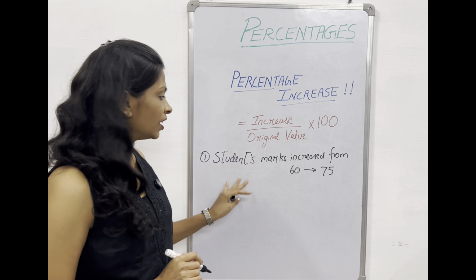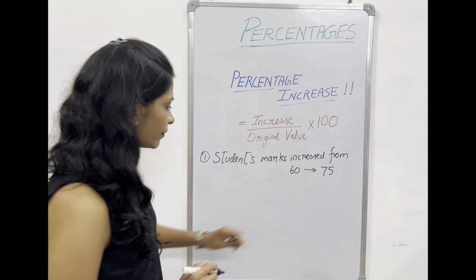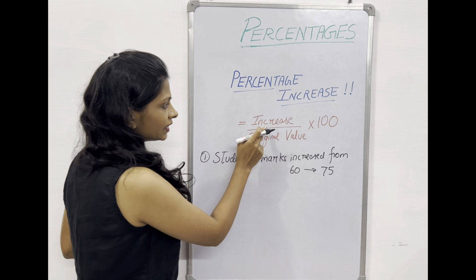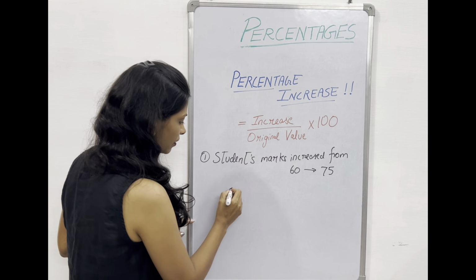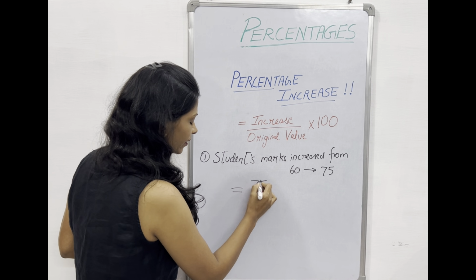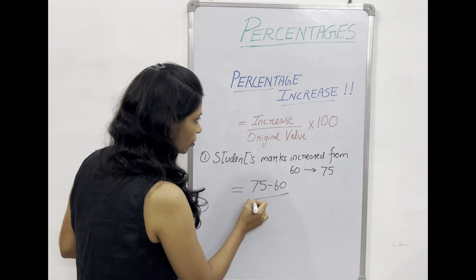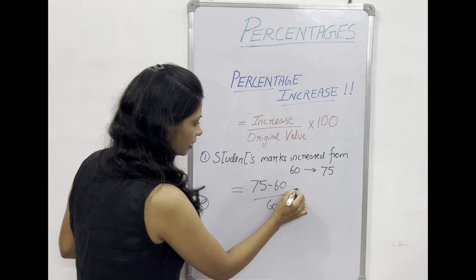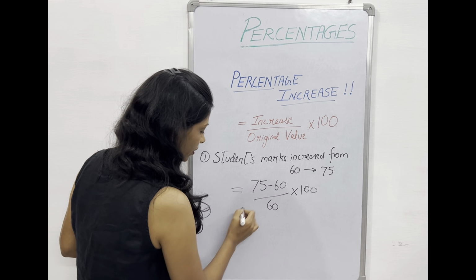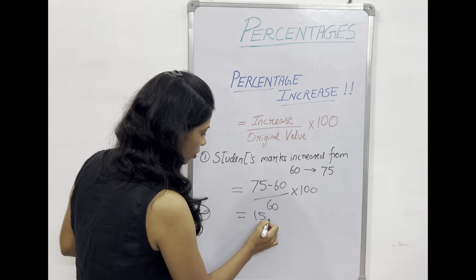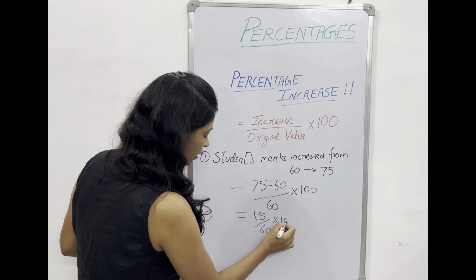Next example, a student's marks increased from 60 to 75. So the formula is the increase upon the original value times 100. Now the increase is 75 minus 60. The original value is 60 here times 100. 75 minus 60 is 15 over 60 times 100.